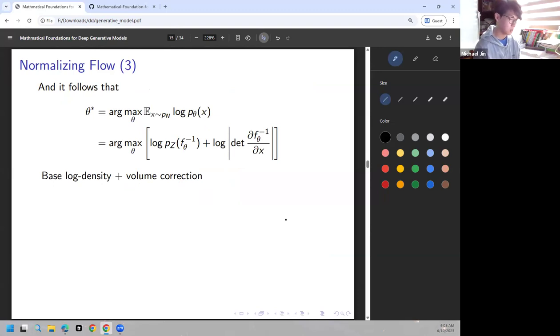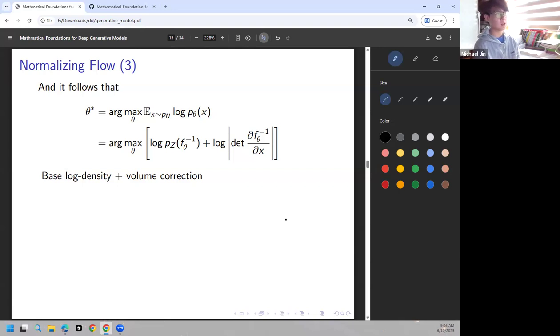And it follows that we also want, by the method of MLE, to maximize this log likelihood. It's the argmax of, if we take the log, the two terms will separate. The first term is p_Z of f_theta inverse plus the log value of the inverse of the Jacobian determinant. You can see that it's actually two terms: the first is the base log density, and the second is the volume correction, as the optimizing goal for the model. So this is the whole structure of normalizing flow, the theoretical background of it.